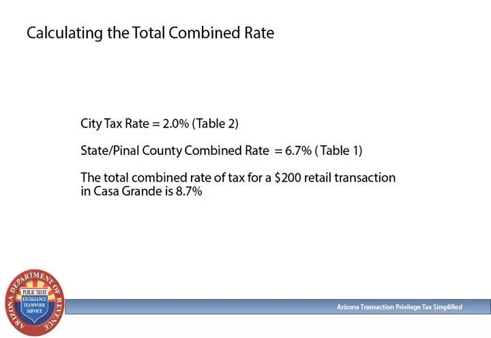The city rate was 2%, and the combined state and county rate was 6.7%. The total combined rate of tax for a $200 retail transaction in Casa Grande is 8.7%.